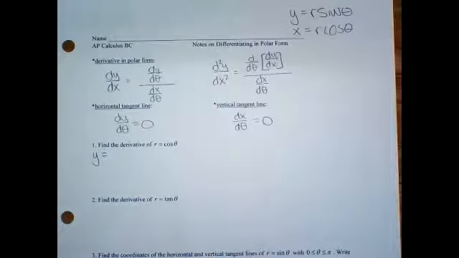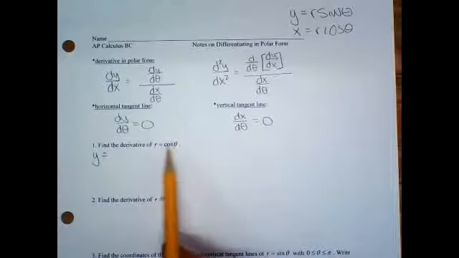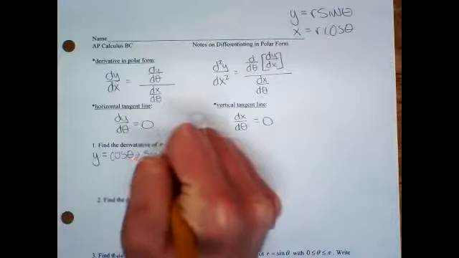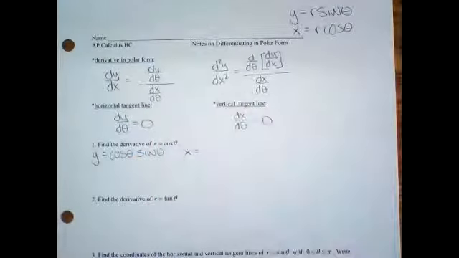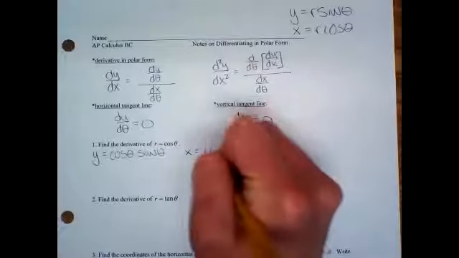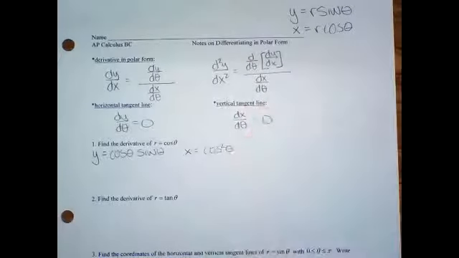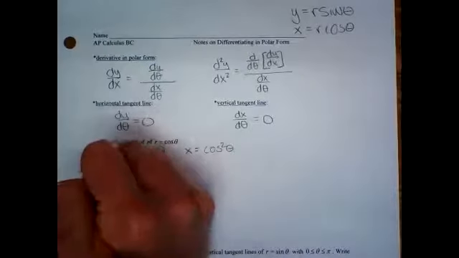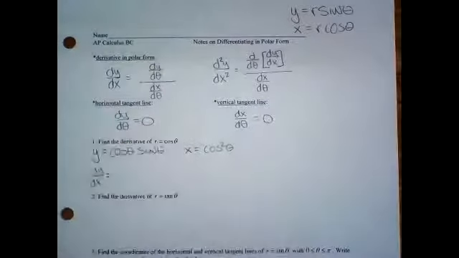So y is this times sine of theta. So it would be cosine of theta, sine of theta. X is this times cosine. So you could write cosine times cosine, or you could just write cosine squared. That's probably what I would put, means the same thing. And so here's our derivative dy dx.